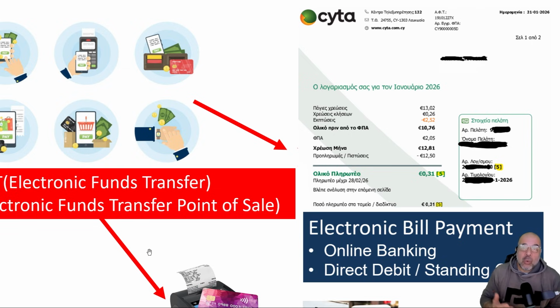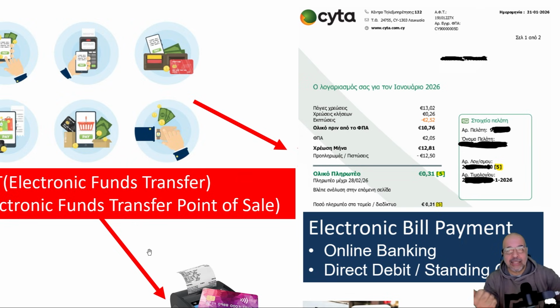Now then, how do we pay for these bills? Well, in the past, we had to go to each company separately. We had to go to the telephone company to pay our telephone bills. We had to go to the electricity company to pay the electricity bills, so on and so forth. Now, however, we use what we call electronic bill payment. And there's usually two methods of doing this.